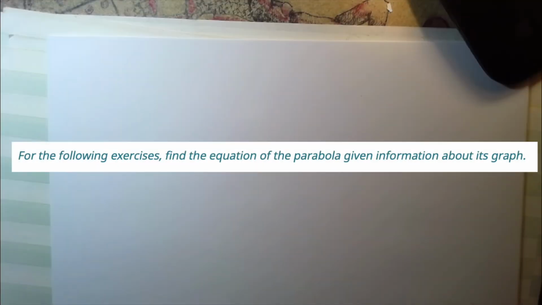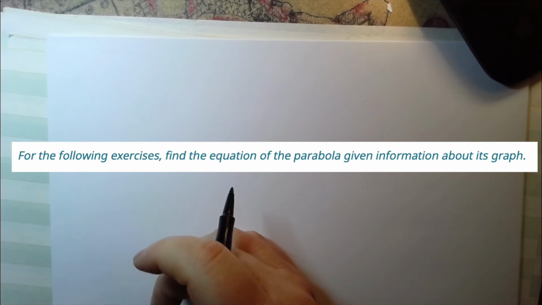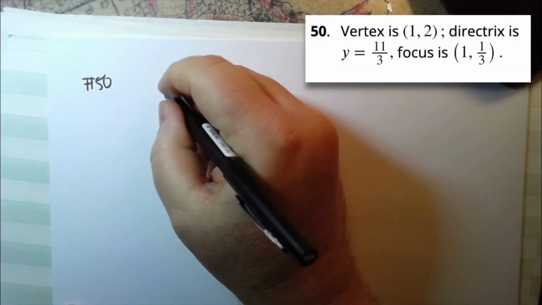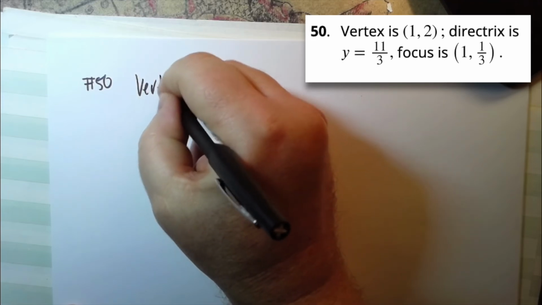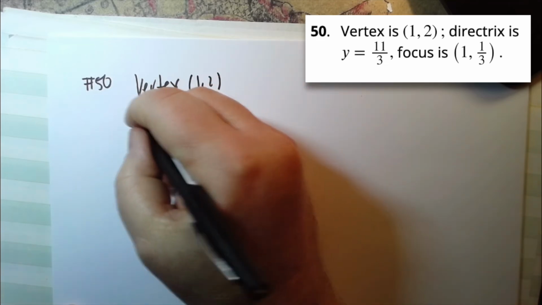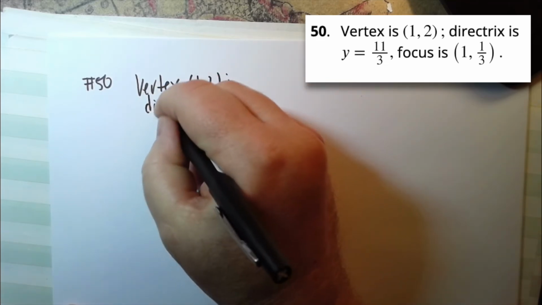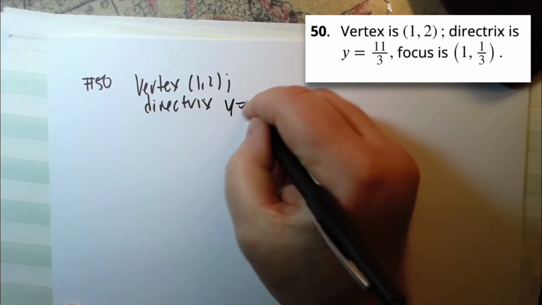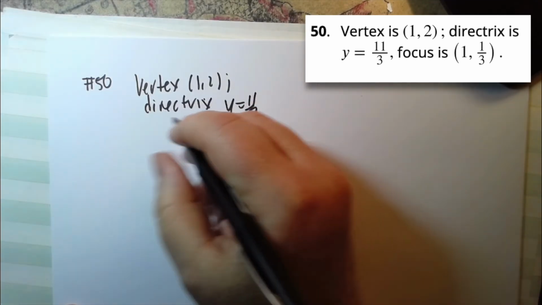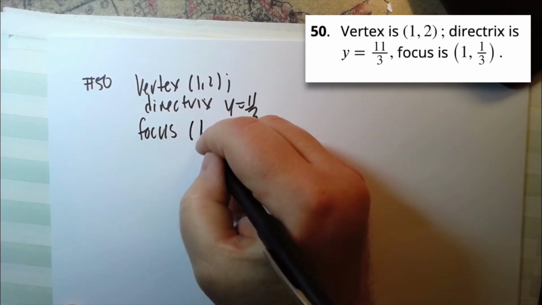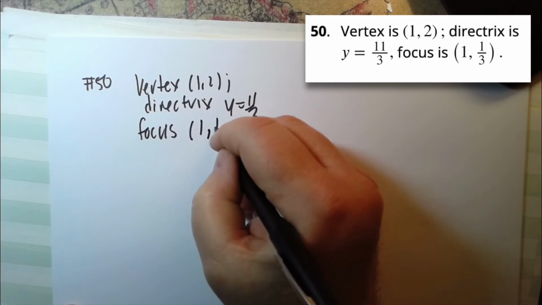For the following exercises, find the equation of the parabola given the information about its graph. Number 50 says the vertex is (1, 2), the directrix is y equals 11/3, and the focus is (1, 1/3).